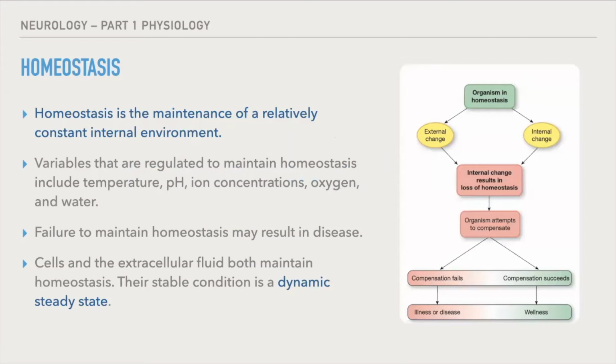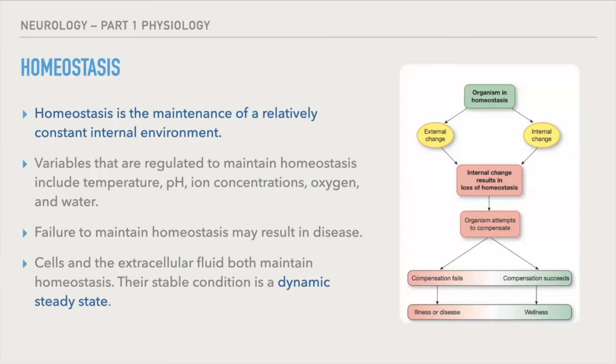To have a more general definition, we can say that homeostasis is the maintenance of a relatively constant internal environment. The variables that are regulated to maintain homeostasis include, for example, temperature, pH, the ion concentrations, the oxygen, the water, and failure to maintain homeostasis may result in disease.